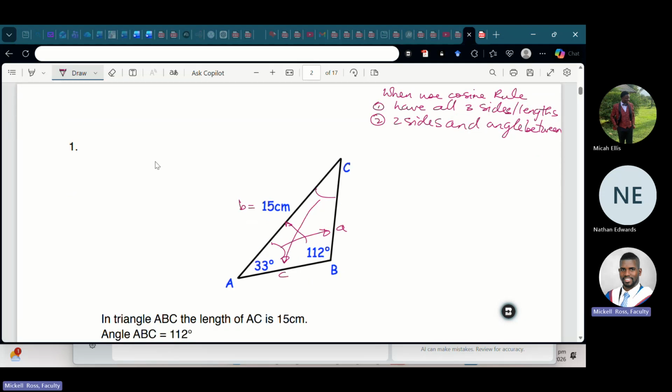So it is going to be A over the sine of A. Angle A is 33 degrees, equal to B, which is 15, over the sine of 112, equal to C over the sine of C. Can't use that because we know nothing here. We don't know the length of the side. We don't know the angle.